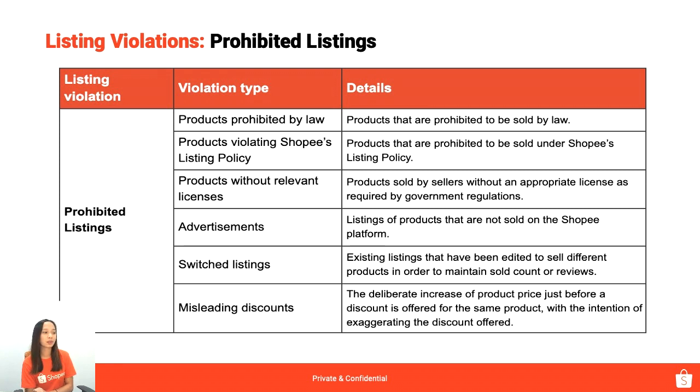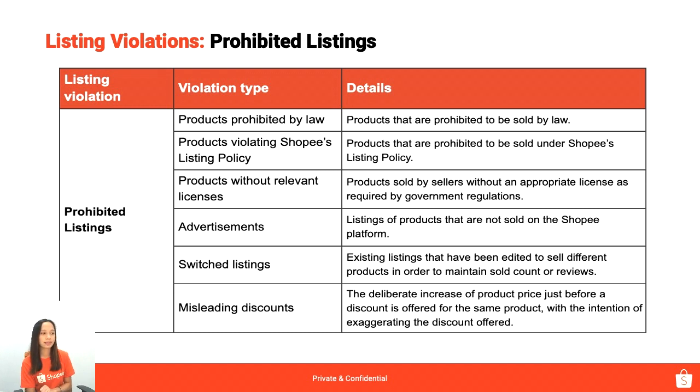Next, we have products without relevant licenses, which are products sold by sellers without an appropriate license as required by government regulation. So, one example would be yung mga FDA warned items. So, kailangan may registration numbers and so on. Next, we have advertisements. So, listings of products that are not sold on the Shopee platform. So, nililist natin siya pero hindi naman natin siya i-fulfill gamit yung Shopee. So, hindi po tayo pwede mag-advertise gamit yung Shopee.